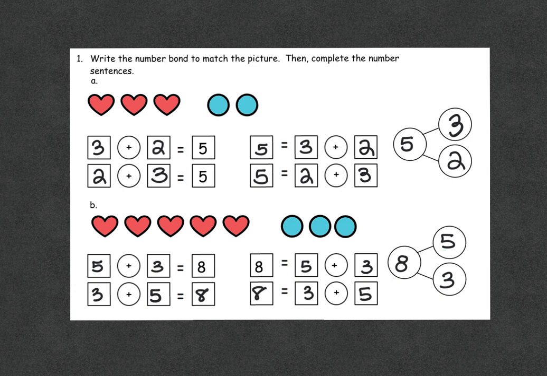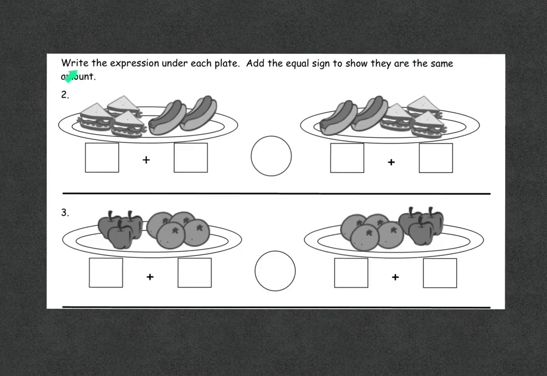Now that we've worked with number bonds to make number sentences, let's see if we can do it without the number bond. In this problem, we are going to write the expression under each plate. We are going to add the equal sign to show that they are the same amount.